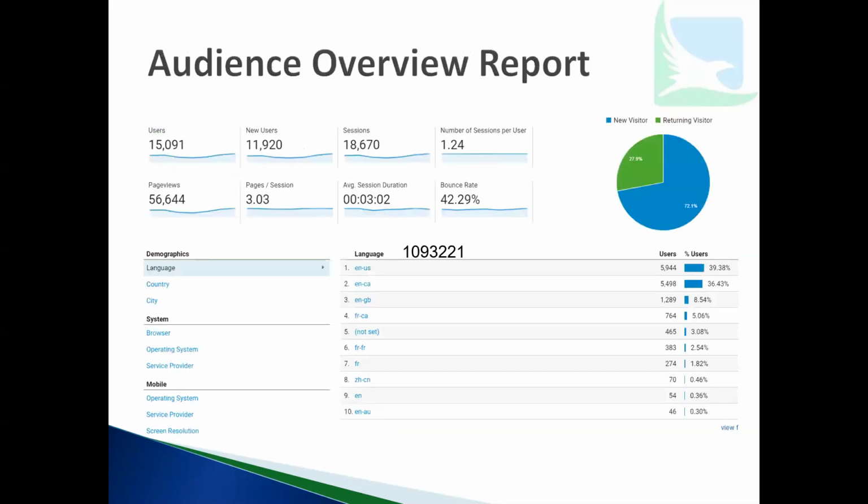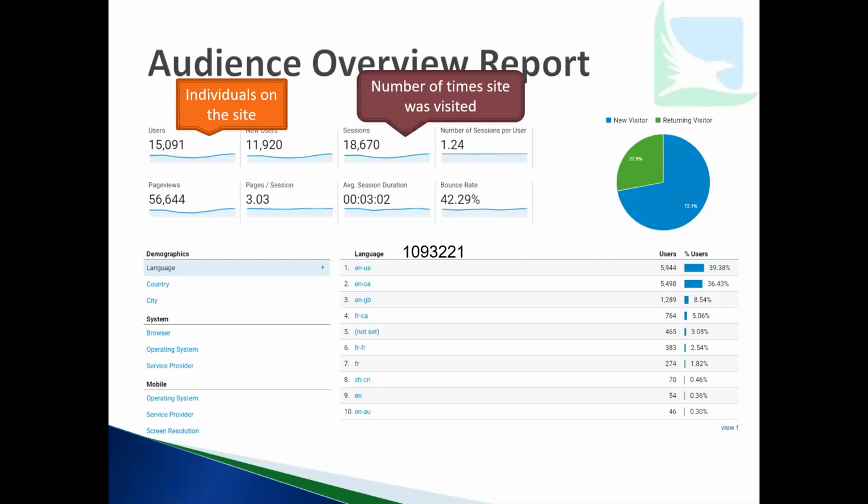We're going to start with the audience overview report. This is a report that gives you the overall high-level information about the people who are coming onto your website. You're going to see terms like users. So a user, think of that as a person. That's an individual on the site.